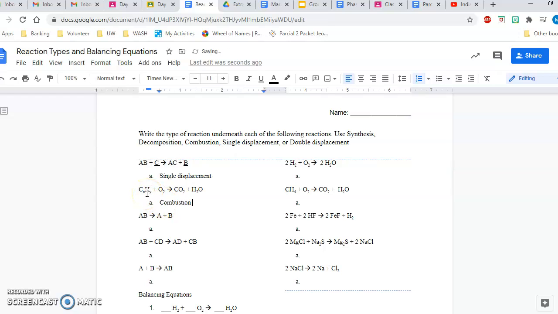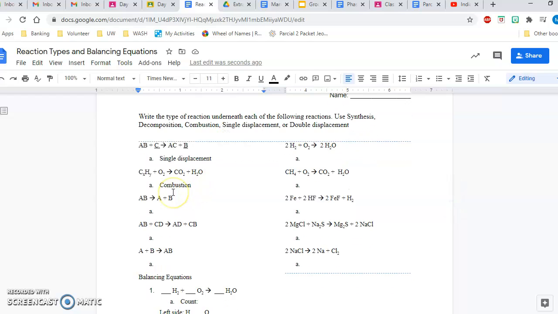This next one is an example of our combustion reaction. So this combustion reaction is the most detailed. For all our other ones, we have A, B, and C as any element it could be. But combustion has to be C and H plus O2 going to CO2 plus H2O. It has to be these exact elements.